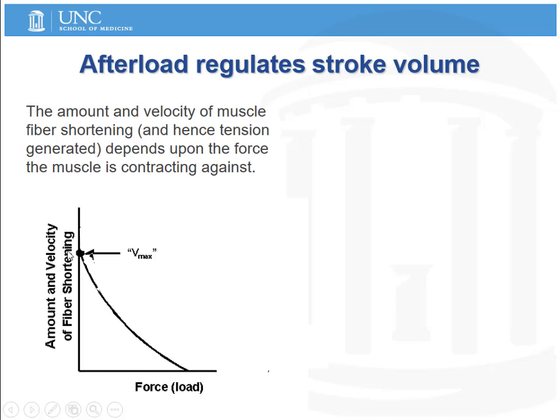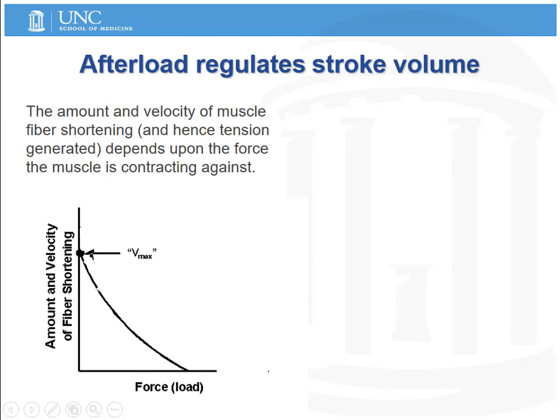The maximum velocity of shortening, or this Vmax, occurs when there's no force or no load for the ventricular myocyte to work against. In other words, this is when the afterload is 0. As increased force or load is placed on that ventricular myocyte, it causes it to shorten less and more slowly. And this occurs because the greater the force or load opposing the contraction, or the afterload, the slower the rate of the actin-myosin cross-bridge cycling, and therefore the lower the velocity of sarcomere and muscle fiber shortening.